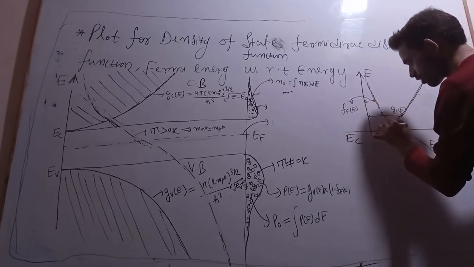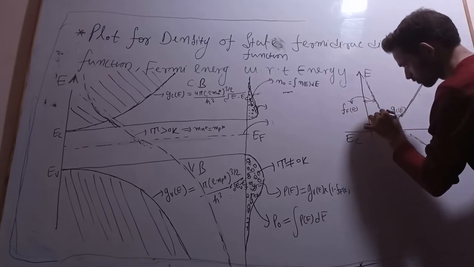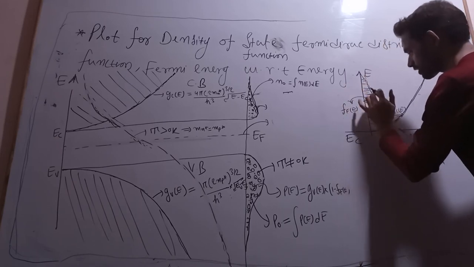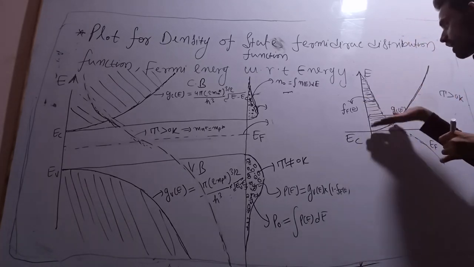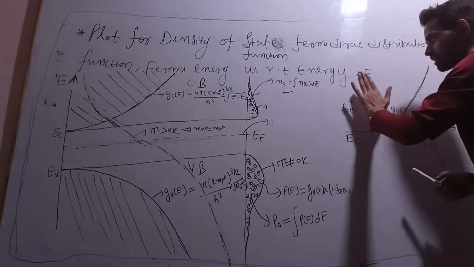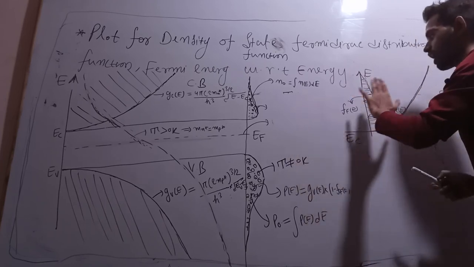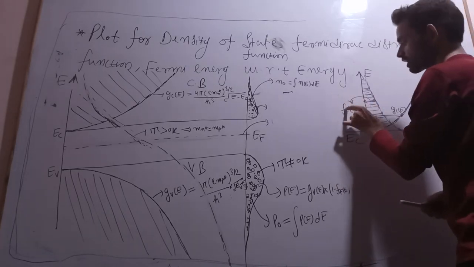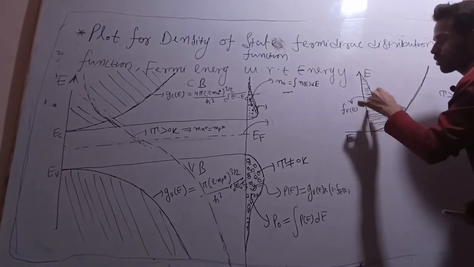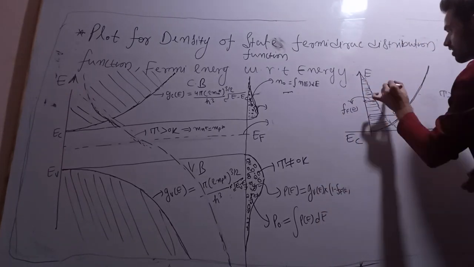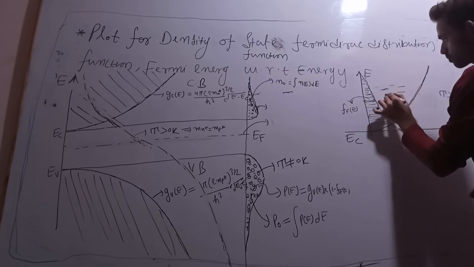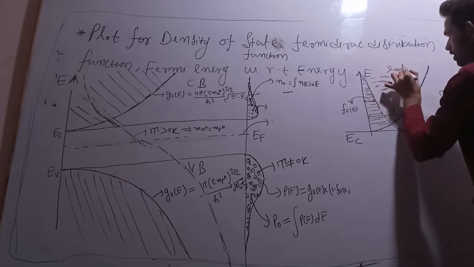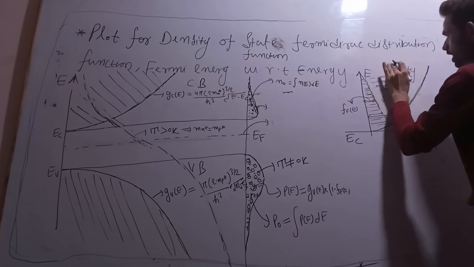Now see, what is this area? This area indicates that the energy states existing in this area are now filled with electrons. Therefore this F of E is indicating the probability that the available energy states are occupied by electrons. See here, these are empty states. Okay, all these states on this side are empty.